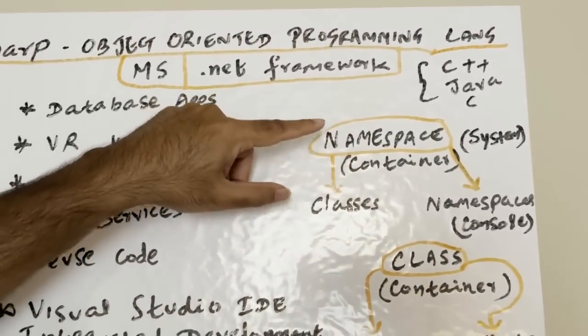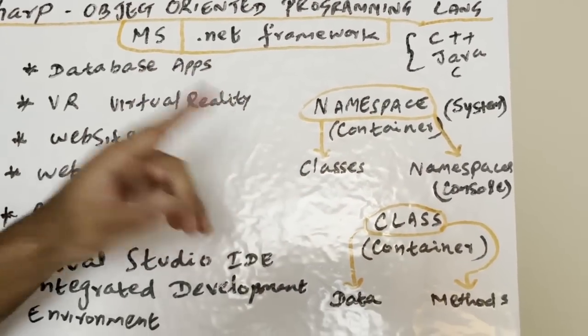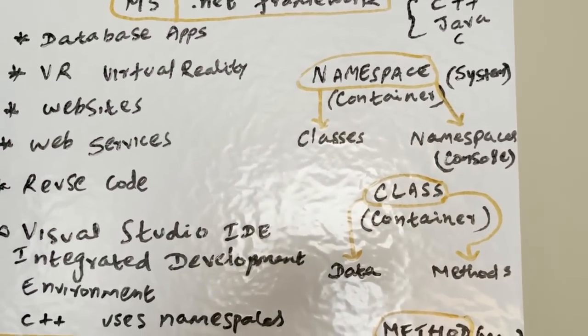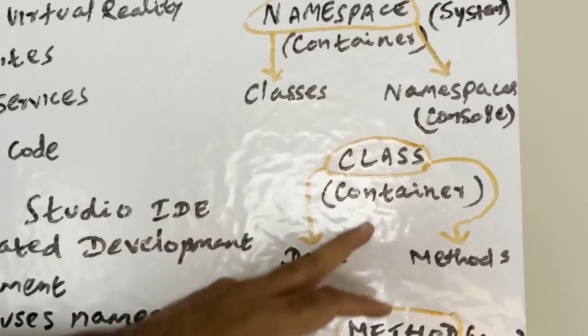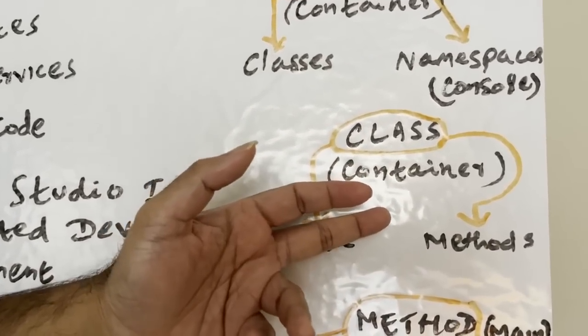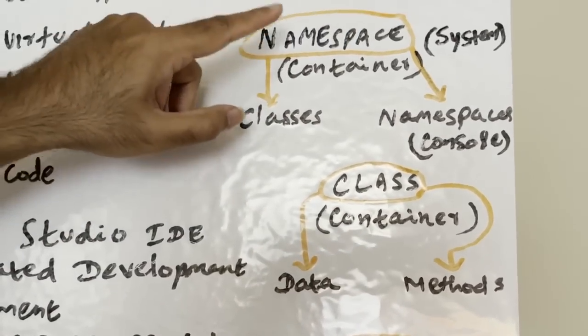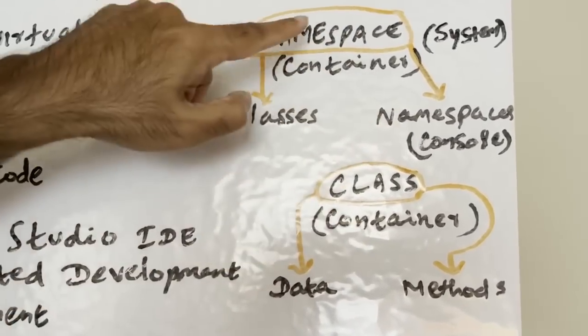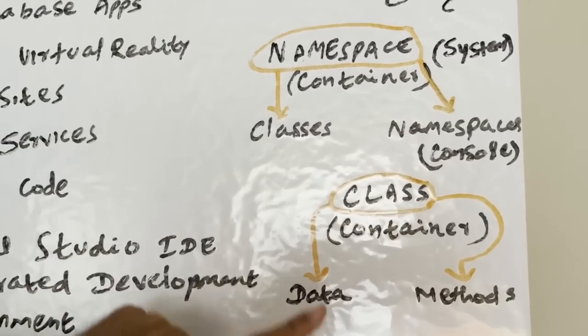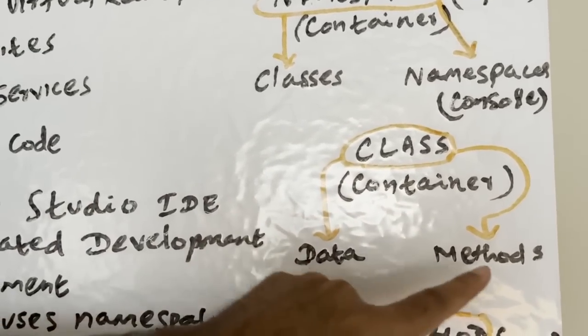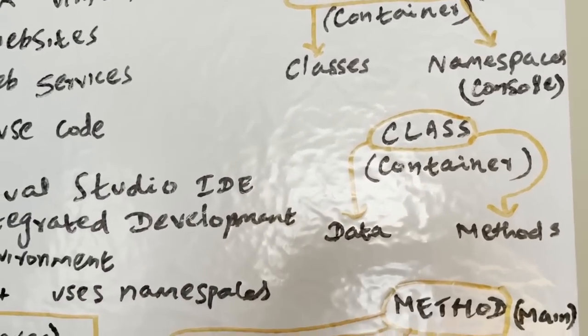Let's come over here. Okay, we talked about namespace, classes. What is a class? Objects and other things. Or a class is a container. See, you have a container inside a container, you have a namespace inside a namespace. So a class will have objects, meaning data, methods, a lot of methods.